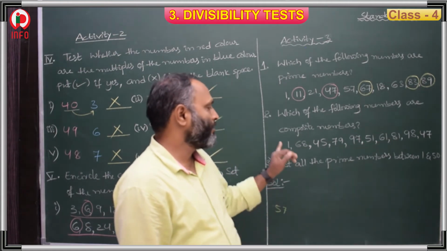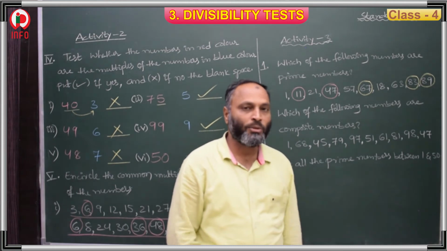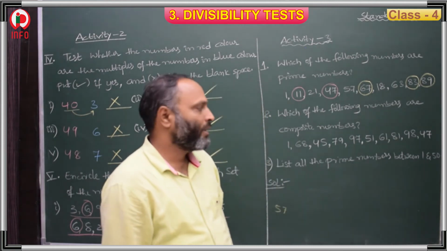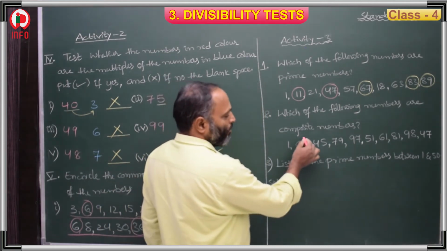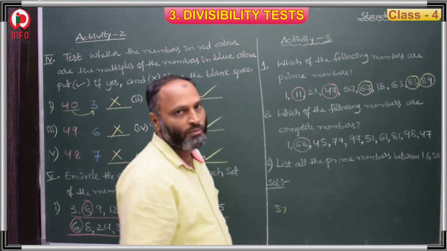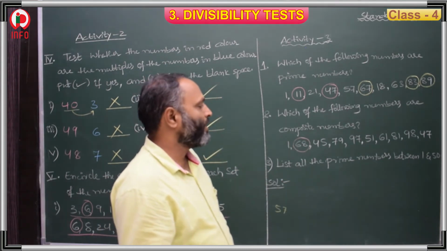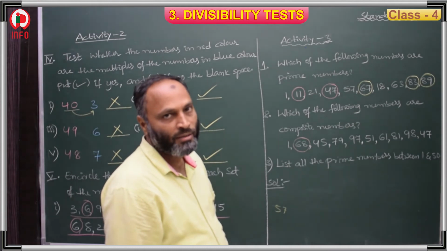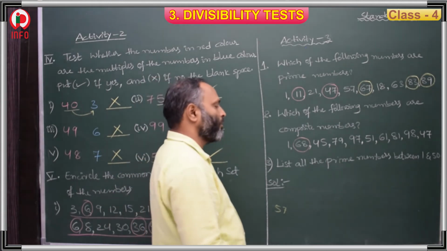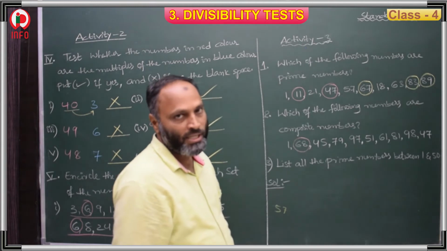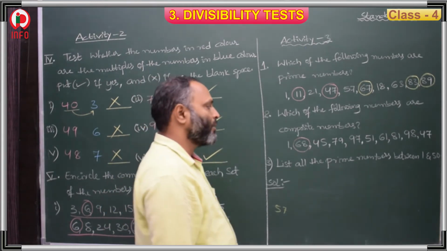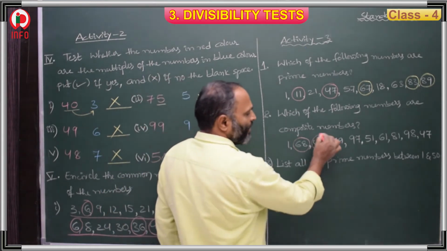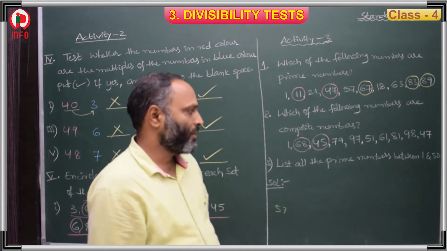Okay. In this number set, we have to write the composite numbers. Composite numbers are the numbers which have more than 2 factors. 68 is divisible by 2, so it is a composite number. 45 is also a composite number.